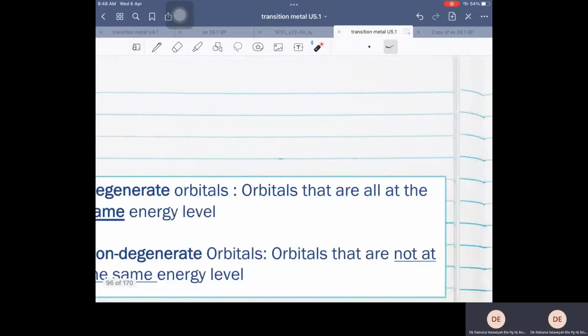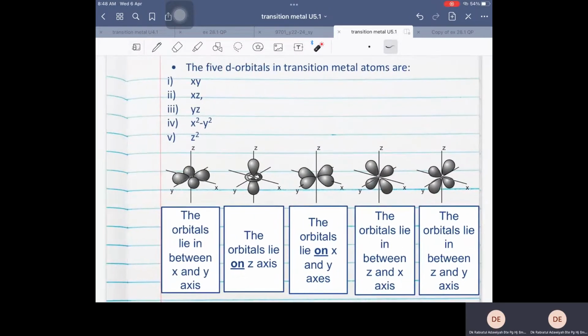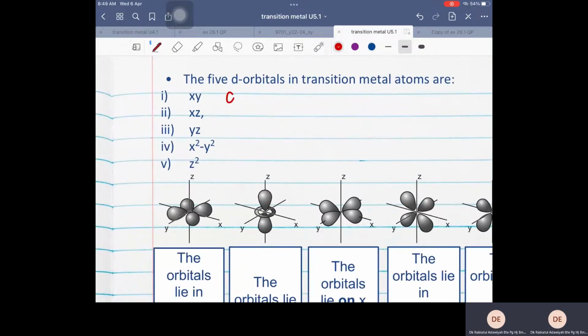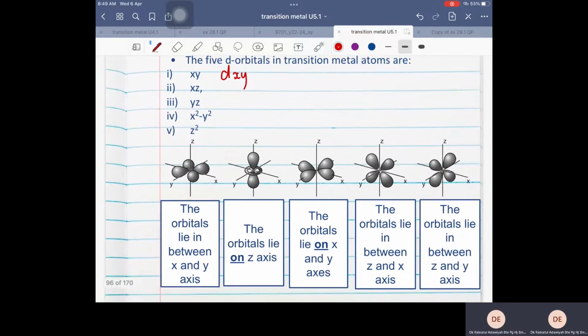Okay, let's start drawing. So these are the 5 d orbitals in transition metal atoms. First is the dxy, sometimes written as d_xy, which is the same thing, then the xz, yz, x squared minus y squared, and z squared orbitals. I will teach you how to draw later, but I would just like to describe and explain their shape.